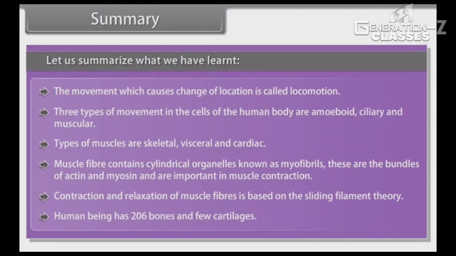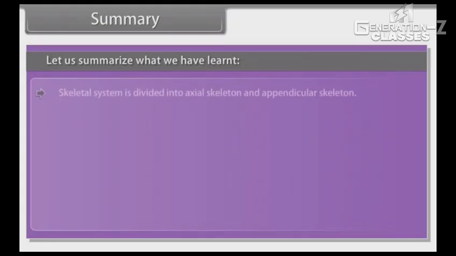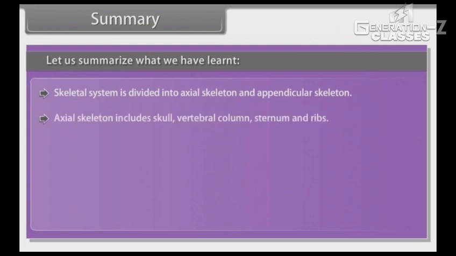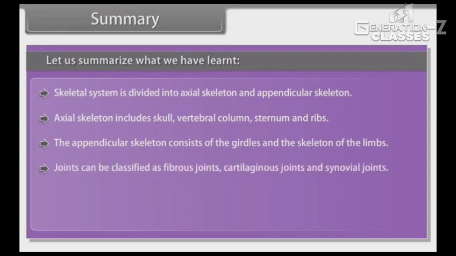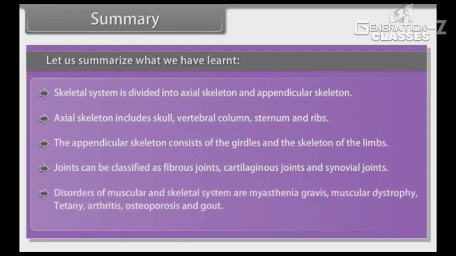Human beings have 206 bones and a few cartilages. The skeletal system is divided into the axial skeleton and the appendicular skeleton. The axial skeleton includes the skull, vertebral column, sternum, and ribs. The appendicular skeleton consists of the girdles and the skeleton of the limbs. Joints can be classified as fibrous joints, cartilaginous joints, and synovial joints. Disorders of the muscular and skeletal system are myasthenia gravis, muscular dystrophy, tetany, arthritis, osteoporosis, and gout.